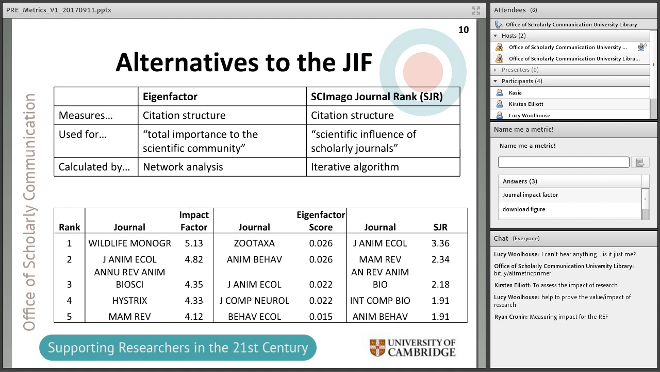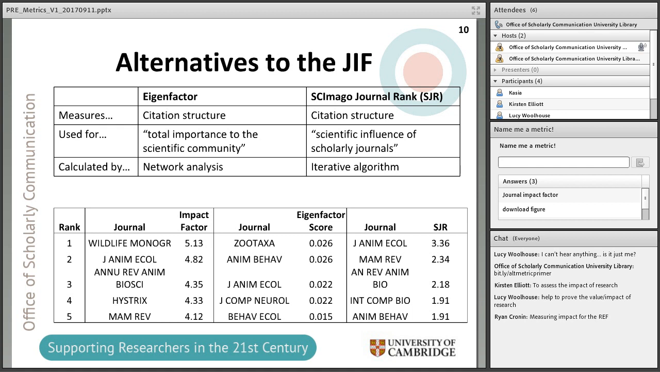So there are some alternatives to the journal impact factor that have fewer of these problems. They've been designed to try and overcome some of the limitations of the journal impact factor. The two I'm just going to mention are the eigenfactor and the Scimago journal rank. They measure citation structure, so they're looking at where the citation comes from, as well as just the number of citations. The quotes of what they're used for come from themselves, so the total importance to the scientific community versus the scientific influence of scholarly journals, whatever those mean. And they're calculated in slightly different ways. Network analysis and iterative algorithm, they're called.